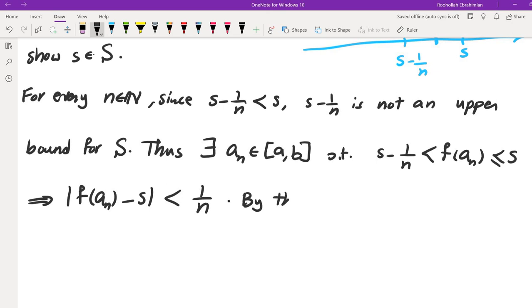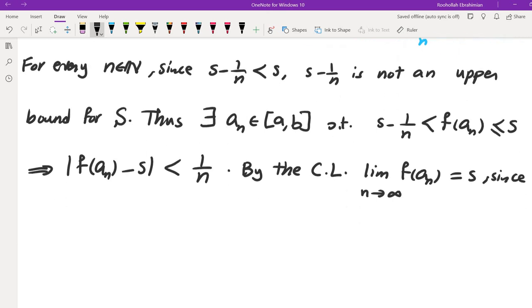By the comparison lemma, the limit of f of a_n is in fact s as n approaches infinity. Let me be a bit more clear: 1 over n approaches 0, therefore f of a_n must approach s.